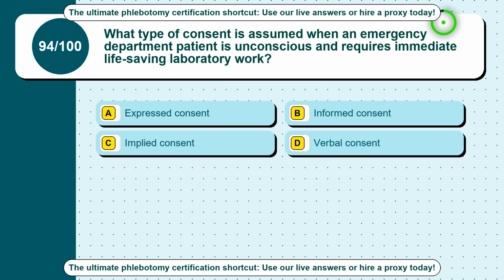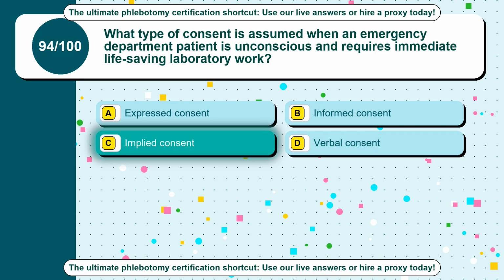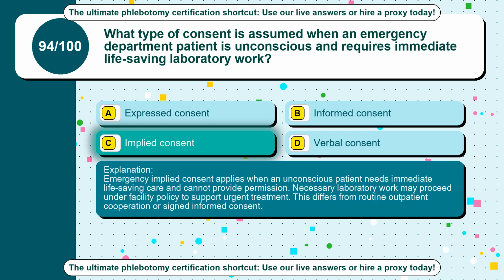Question 94. What type of consent is assumed when an emergency department patient is unconscious and requires immediate life-saving laboratory work? Option A. Expressed consent. Option B. Informed consent. Option C. Implied consent. Option D. Verbal consent. The correct answer is option C. Implied consent. Emergency implied consent applies when an unconscious patient needs immediate life-saving care and cannot provide permission. Necessary laboratory work may proceed under facility policy to support urgent treatment. This differs from routine outpatient cooperation or signed informed consent.